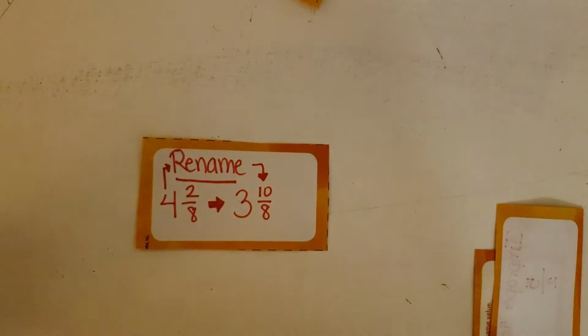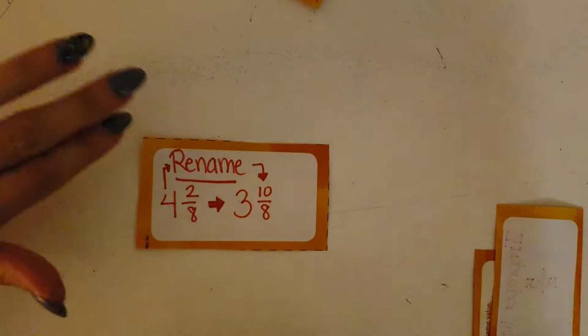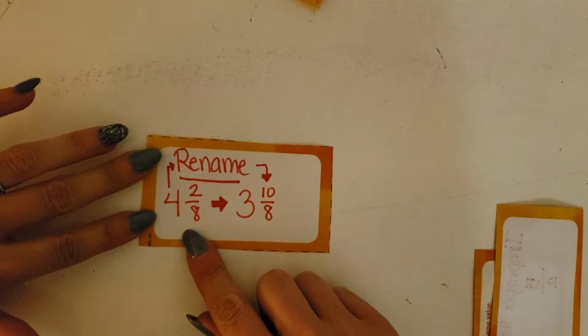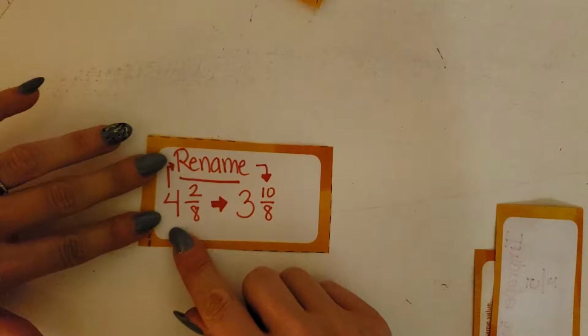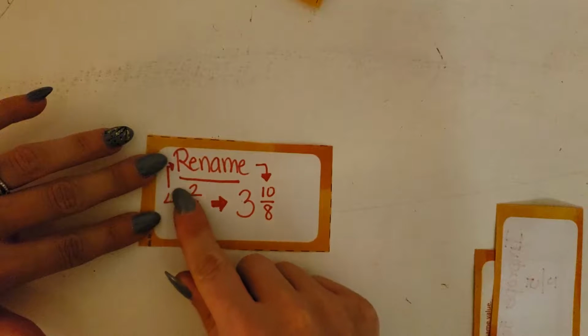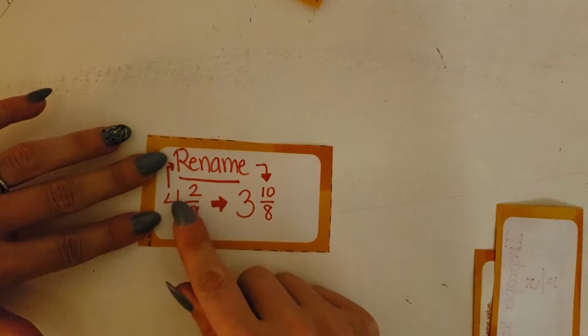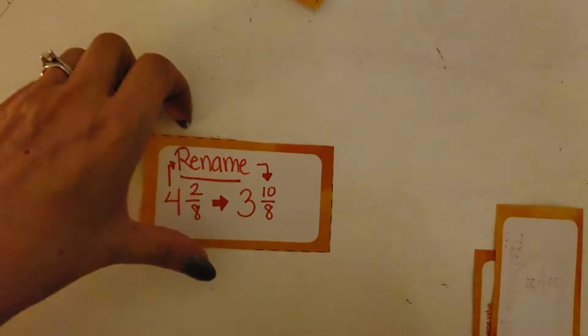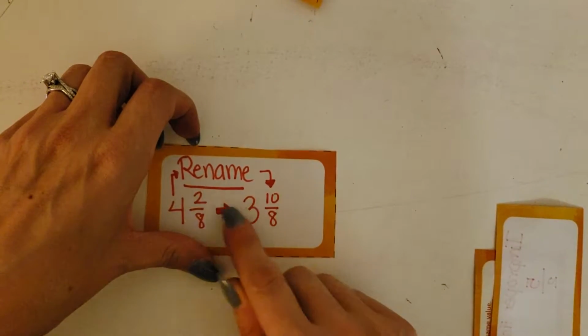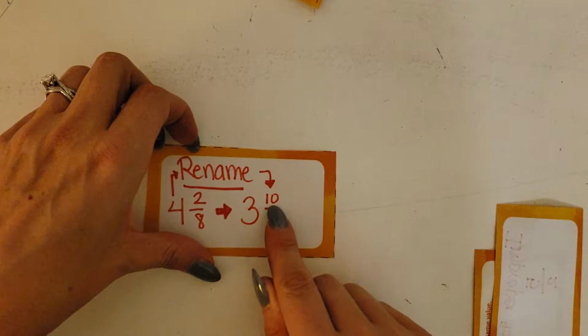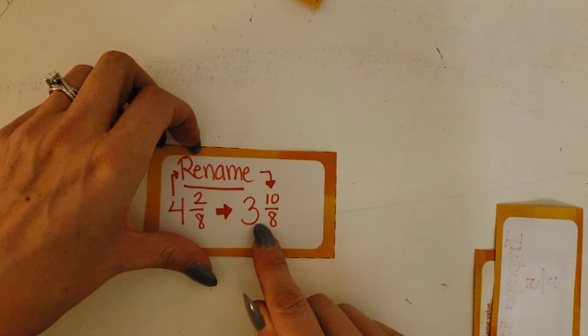Our next vocabulary word we're going to be looking at is the word rename. When we rename our fraction, it's like we're regrouping or we're borrowing from our wholes. So here we have 4 2/8, and we will rename it to 3 10/8. An instance you would need to rename a fraction is when you need to regroup or borrow from our numerator. When you don't have enough in the numerator, you will rename it.